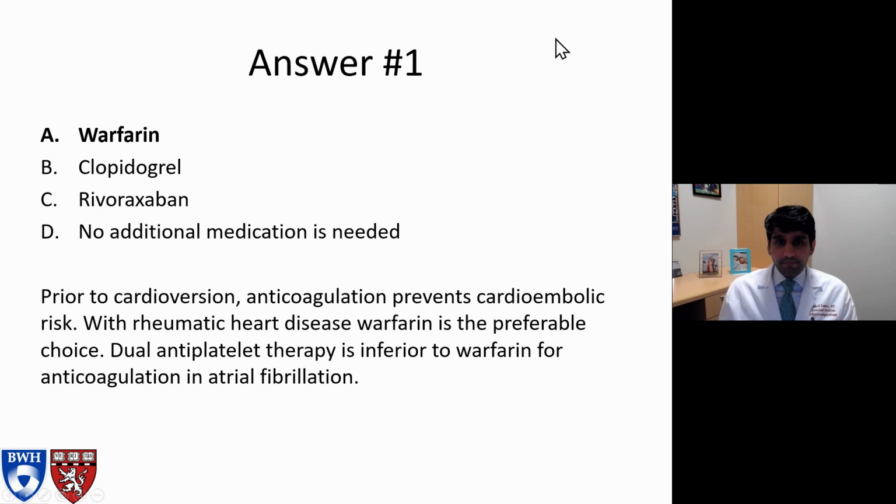So I know people are still voting, but I'll just quickly go to the answer, as we're running out of time. Warfarin is the answer here. So while we did discuss the new guidelines actually recommend a NOAC like rivaroxaban over warfarin, keep in mind there are certain exceptions to that rule, and rheumatic mitral stenosis is one of them. Dual antiplatelet therapy with aspirin and Plavix is inferior to warfarin, so would not be the right answer here.